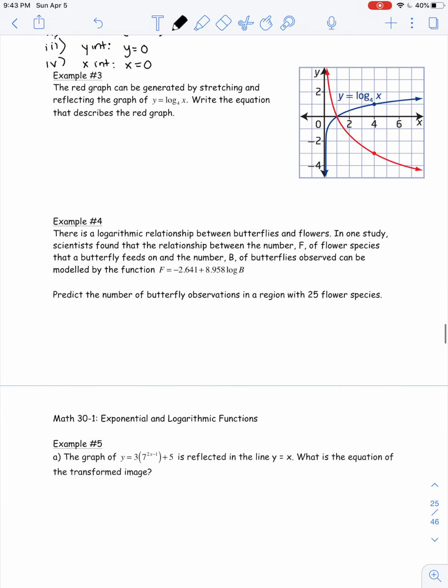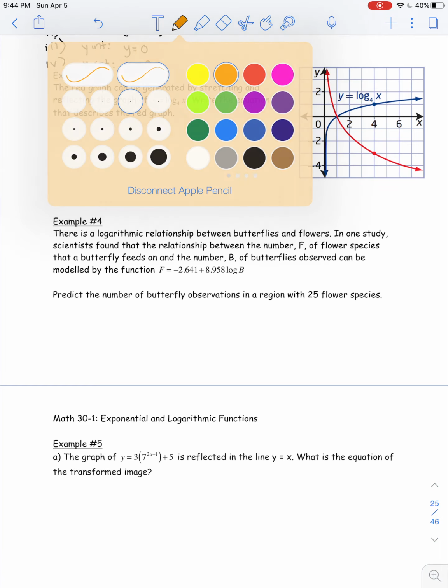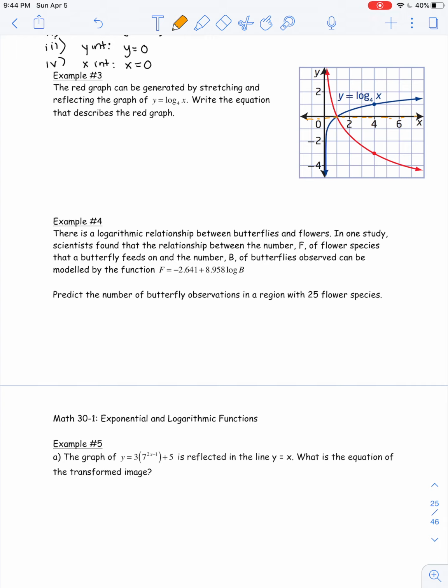Okay, so it said a red graph can be generated by stretching and reflecting the graph of y equals log base 4 of x. Write the equation that describes the red graph. So we want to figure out what happened. Well, first of all, we can see that there's a reflection clearly, right? So there's a reflection along the x-axis. So we've been flipping the graph across this line right here, so we can write that. Reflection about the x-axis.